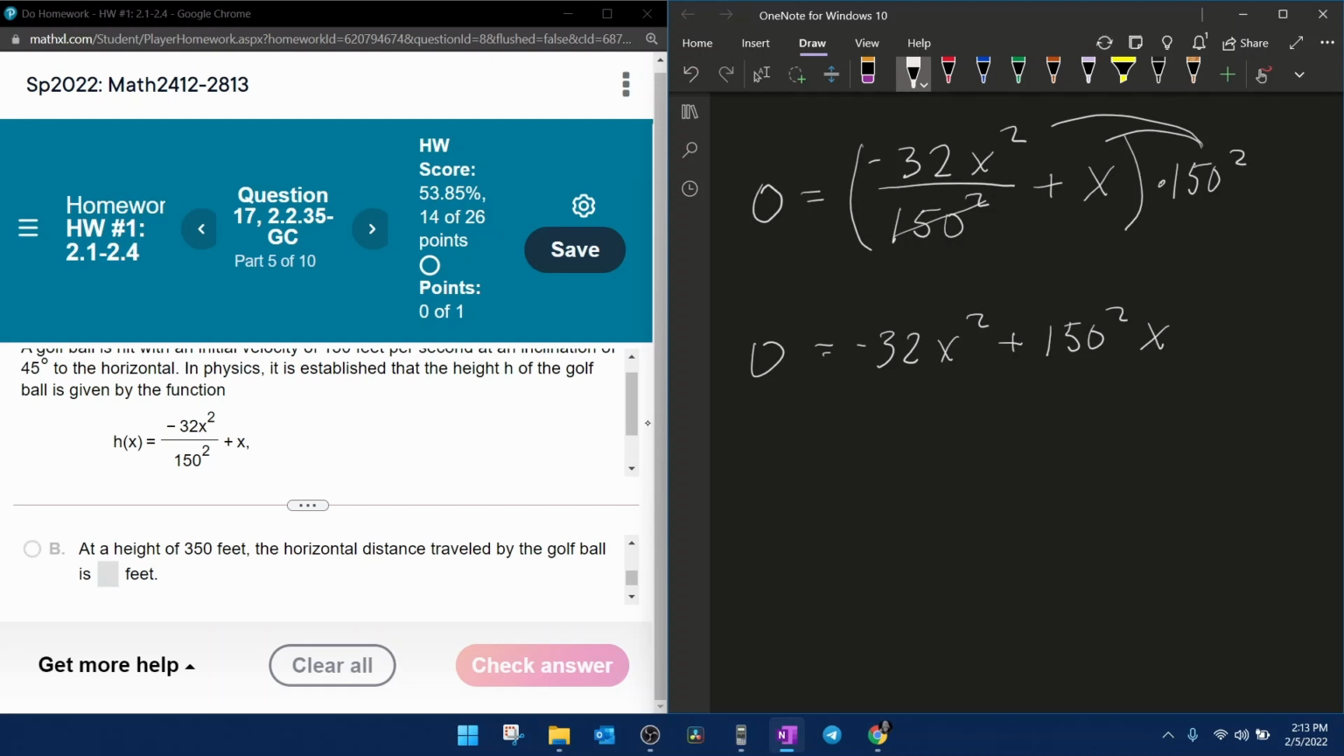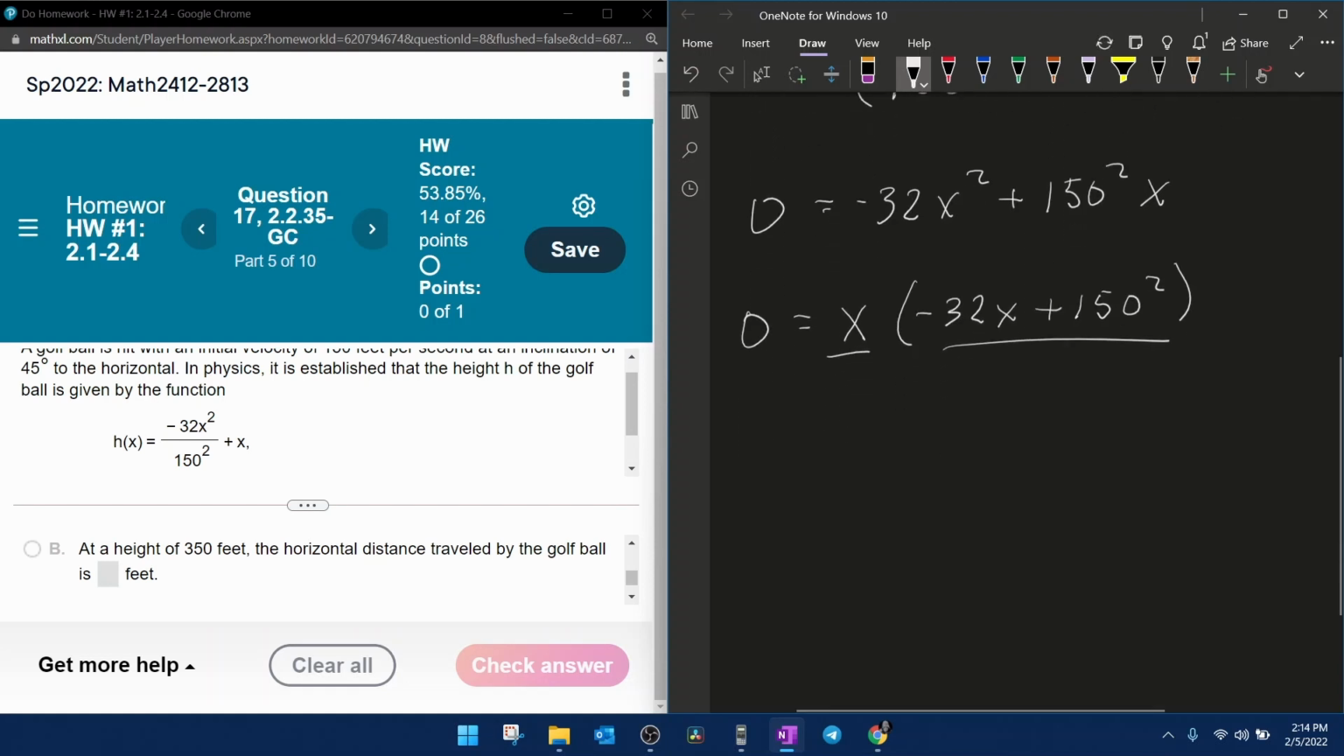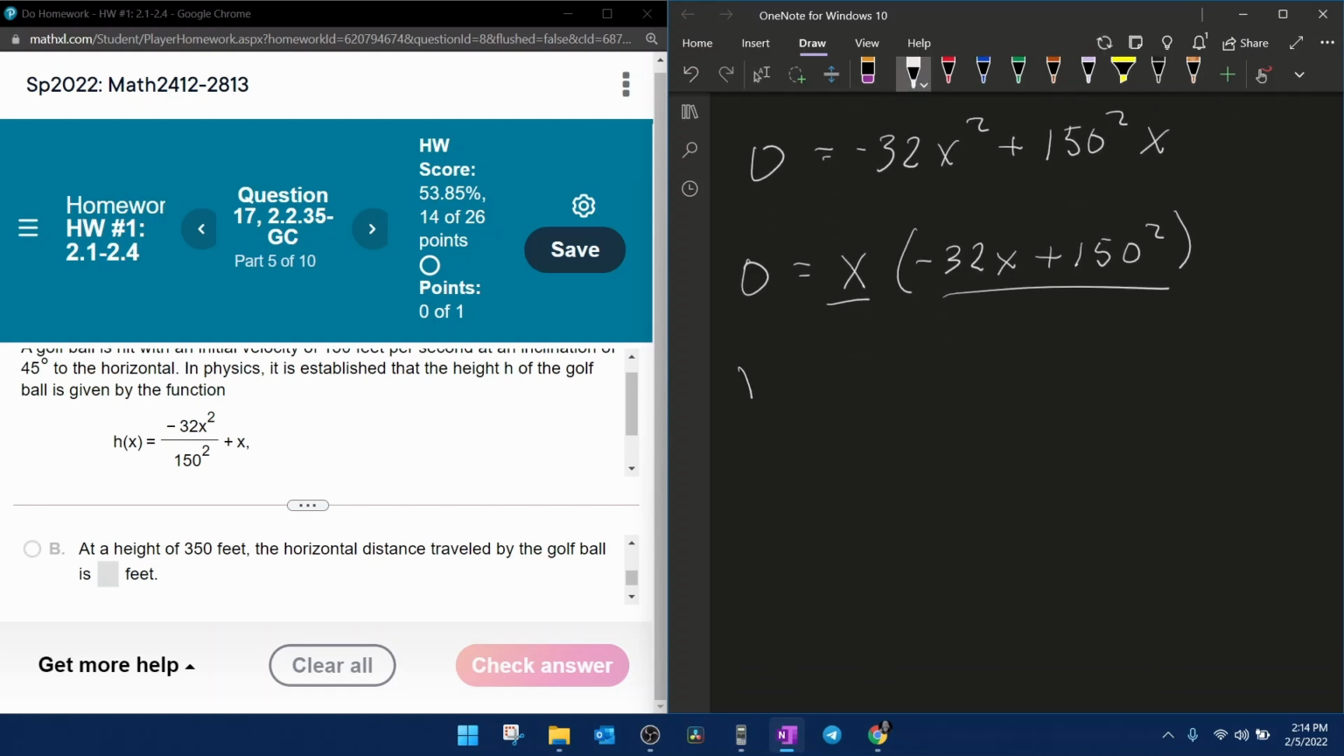And then, let's see, I think I can solve this now by factoring, because both of those terms have an x. I can factor out an x. So that'll leave me negative 32x plus 150 squared. And then I can set each factor equal to 0 and solve. Obviously, the first answer, where x is 0, that's going to represent the initial hit. Like the ball was still on the tee. It hadn't traveled any distance.